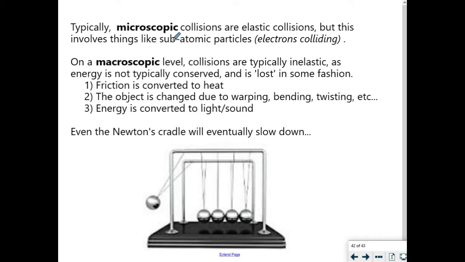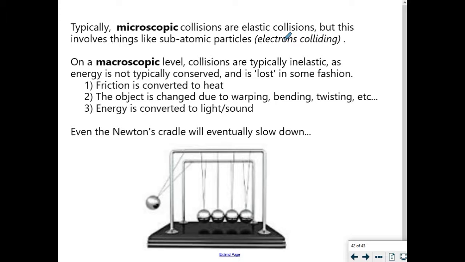But if you had, say, subatomic particles colliding, like electrons hitting each other, you probably are going to conserve kinetic energy. The reason is that subatomic particles are probably not going to hit each other and give off sound, or warp and bend.